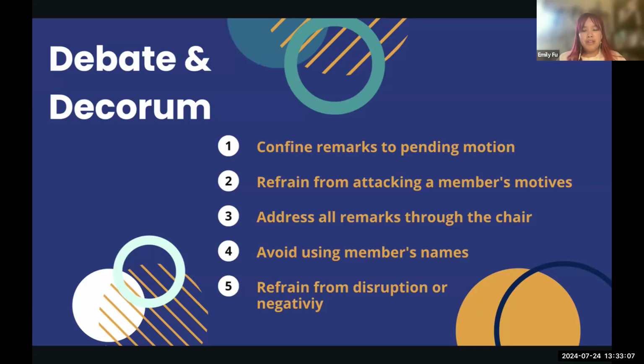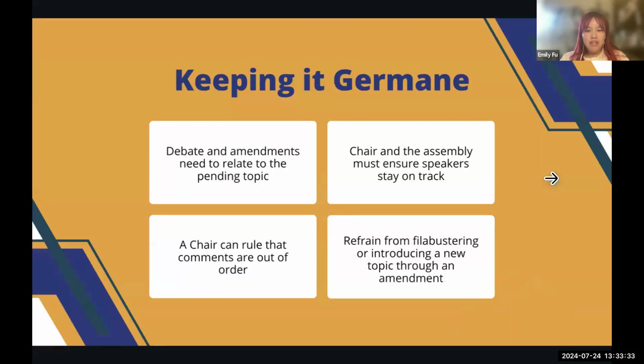So usually when you're in a meeting, you don't call out Cassandra. You would just say, for Cassandra, President or Rad 3. And number 5, refrain from disruption or negativity. We want to make sure that the meeting runs smoothly and without any conflicts. Next slide, please, and I'll pass it on to Nick.